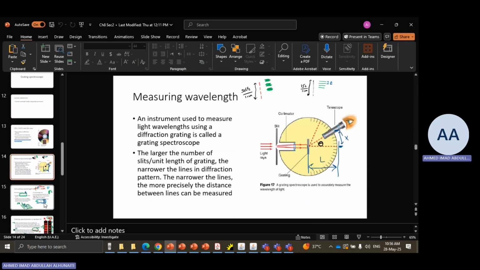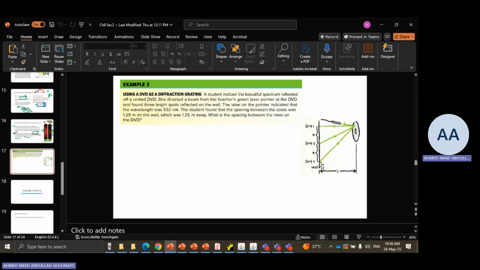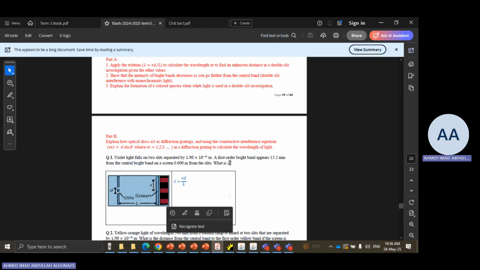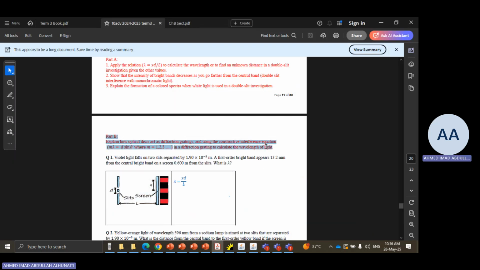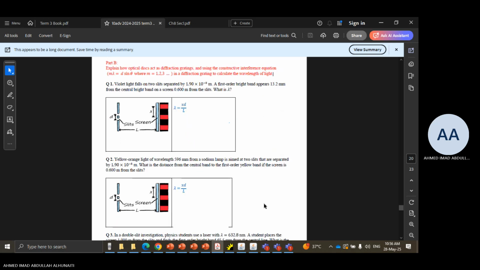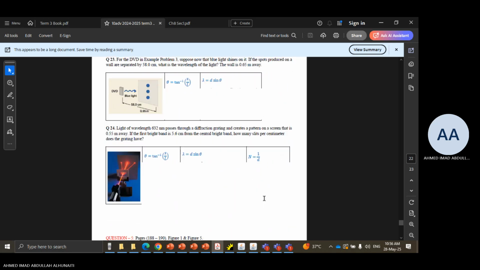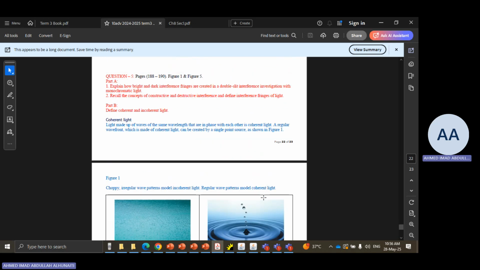Now, I would suggest you go through this example. It's somewhere in your book, example number 3, I believe, and go through the solution. It should cover all of this. And for the last question, explain how bright and dark interference fringes are created in the double slit experiment. Discussed. Constructive, part 2 is discussed.